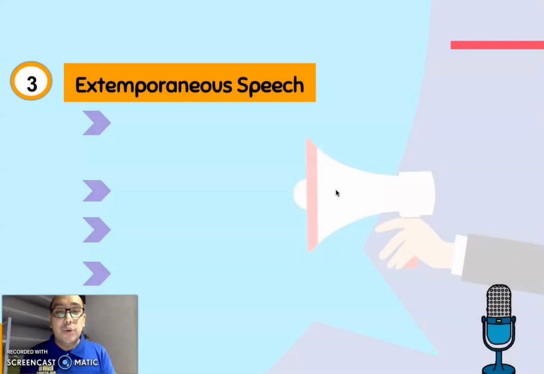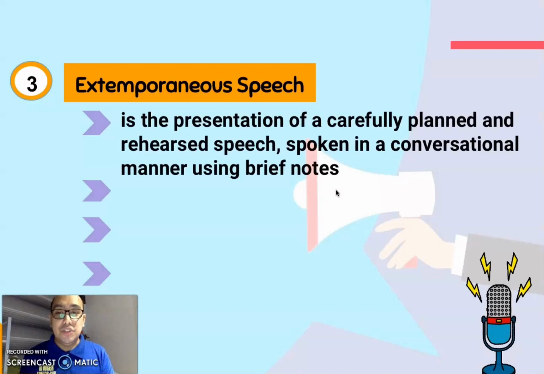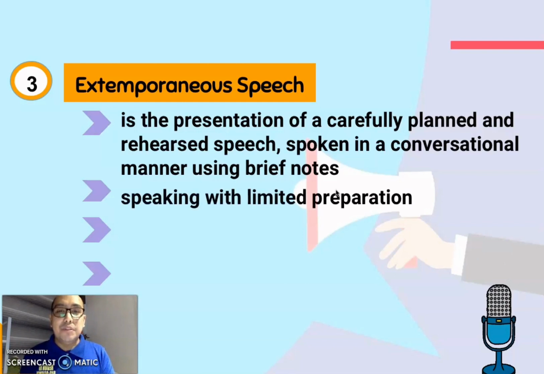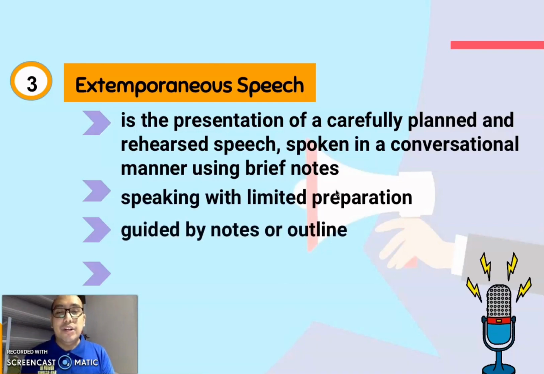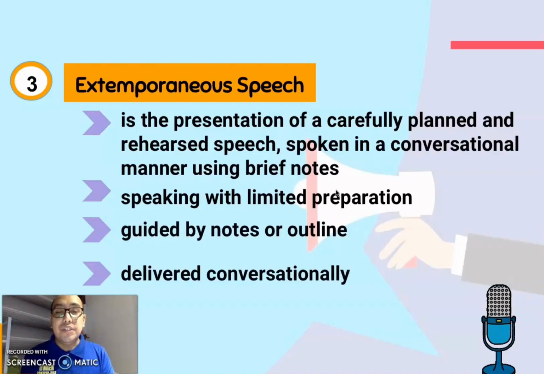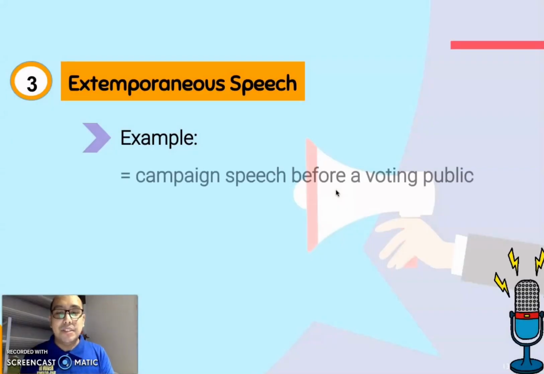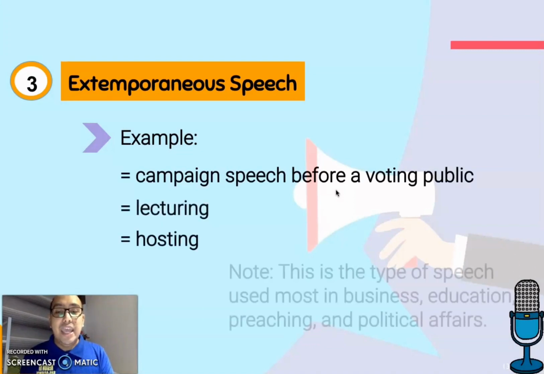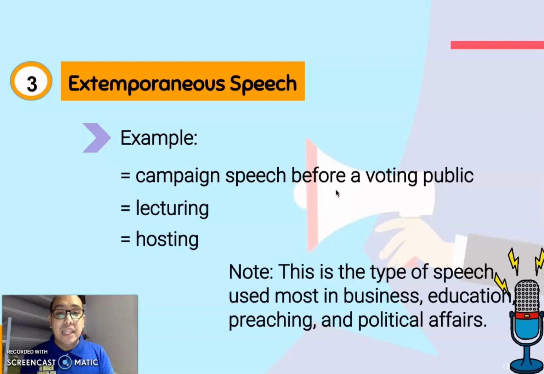The third type of speech, according to delivery, is the extemporaneous speech. It is the presentation of a carefully planned and rehearsed speech, spoken in a conversational manner using brief notes, speaking with limited preparation, guided by notes or an outline, and delivered conversationally. What are the examples? Campaign speech before a public voting, lecturing, and even hosting. So note, this is the type of speech used most in business, in education, preaching, and in political affairs.